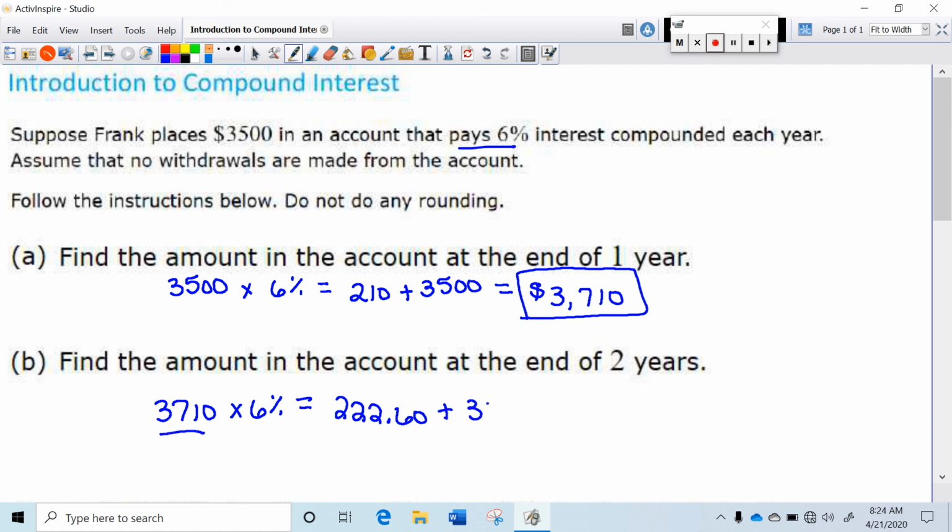But at the beginning of that year, year 2, he had $3,710 already in the account. So you've got to add that back in. So at the end of 2 years, he has $3,932.60.